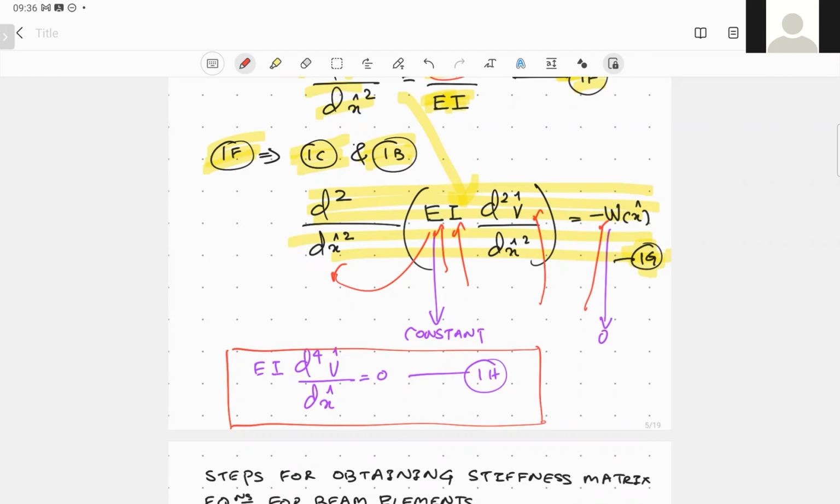So using these principles and concepts, let's go through the 7 steps, if you can remember, to obtain the element stiffness matrix for a beam element. Up to now we have done nothing more than lay the foundation for deriving the element stiffness matrix for a beam.